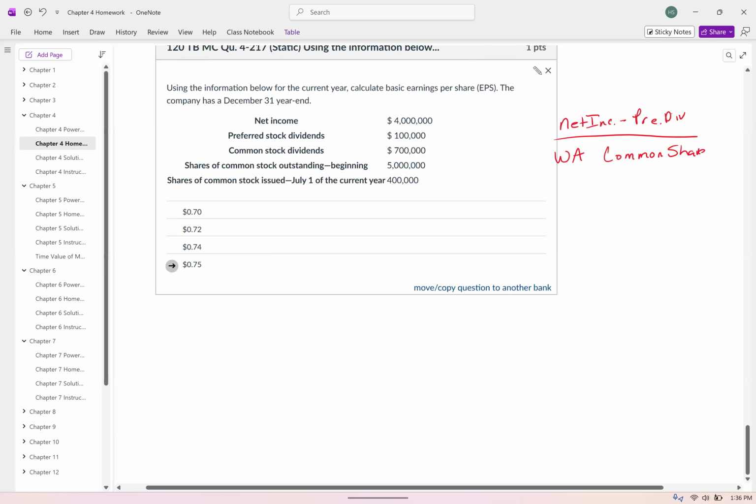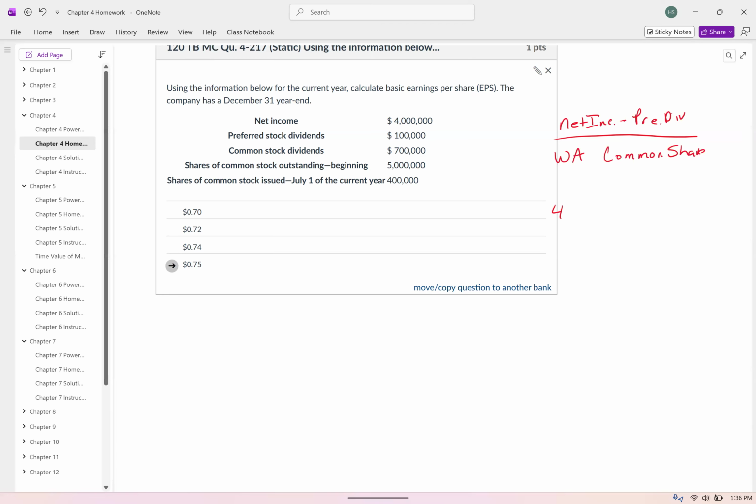So we know what our net income is. They gave us that. Our net income is 4 million. And preferred dividends, we didn't need the common dividends. This number they gave us, we don't need it. Okay. Preferred dividends get paid their dividends before common. So that's why we have to subtract out the preferred dividends, then to calculate the weighted average common shares.